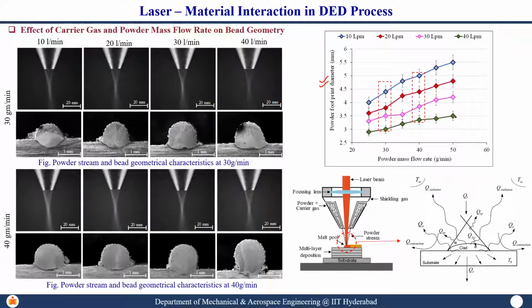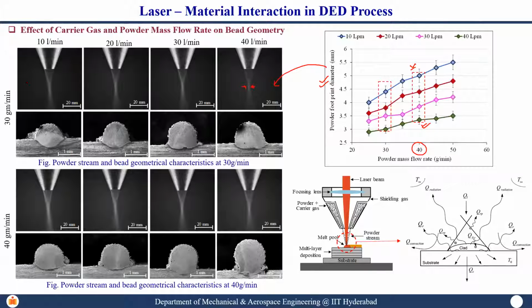Now if you see, at 40 gram per minute, I started measuring my footprint diameter. This is the footprint diameter of the powder at 40 gram per minute. At 40 liter per minute, I'm having the smallest footprint diameter possible, whereas at 10 liter per minute, my footprint is almost close to 5 mm. Which essentially means the density of powder cloud is higher here, lesser here, and ultimately it will show its effect on the bead geometry.